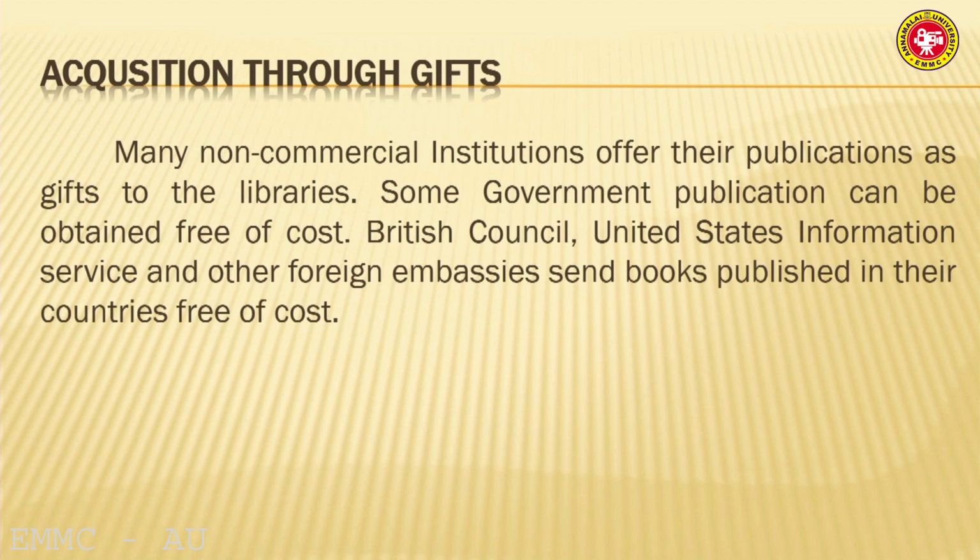Then acquisition through gift. The first one is purchasing, and the next one is acquisition through gift. Gift means some non-commercial institutions offer their publications as a gift to the libraries. Some government publications can be obtained free of cost, for example British Council Library, United States Information Service, and other foreign embassies also send some books free of cost for the libraries, for example the university libraries or big libraries like Kanimara Public Library. They are sending some number of copies. So it is called acquisition through gift.